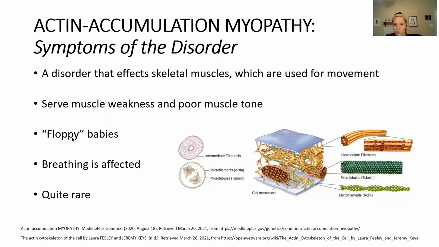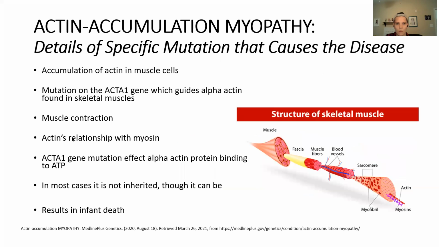So the image here shows a breakdown of the cytoskeleton. Actin is found in the microfilaments, which is this light green piece here. The accumulation of actin in muscle cells is what this disease is, and it acts on a mutation on the ACTA1 gene, which guides alpha actin found in skeletal muscles. Actin allows muscles to stretch and shrink during muscle contraction. Actin works with myosin to do this.